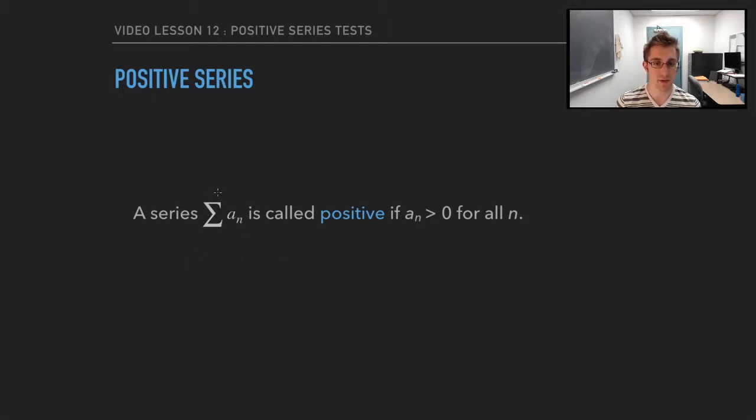By the way, I will use this symbol, sum of an, to refer to a series where I don't care about where it starts. So n can start at anything as long as it goes to infinity. When I write sum of an without the limits, you're assuming that n starts somewhere that doesn't really matter and goes to infinity. So it's an infinite series.